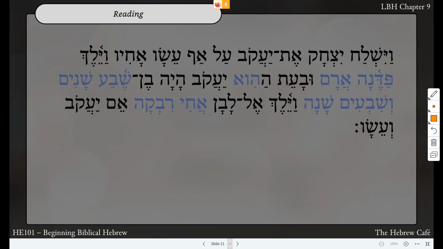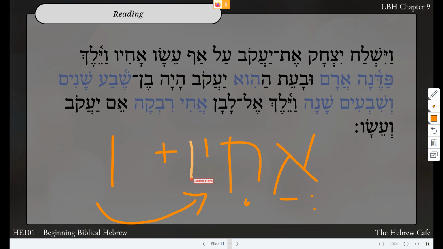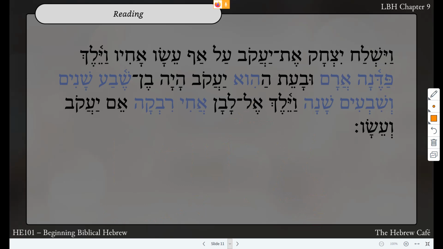Al af Esav achiv. Achiv is in apposition to Esav. Achiv is ach with a vav, and the vav here means his. So achiv, his brother. Remember the construct of ach is achi. The his ending is o, the vav. It wouldn't make sense to say achio, so there's a vowel before it, and instead of achio it becomes achiv. This becomes a full vowel because it's before the tone. Achiv, his brother. Does that make sense?